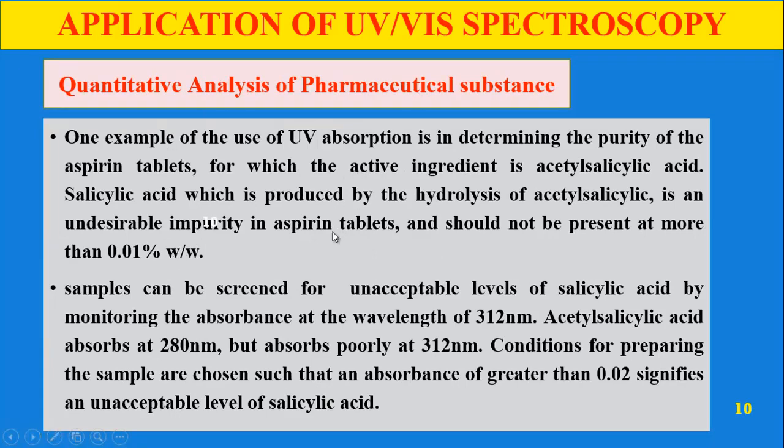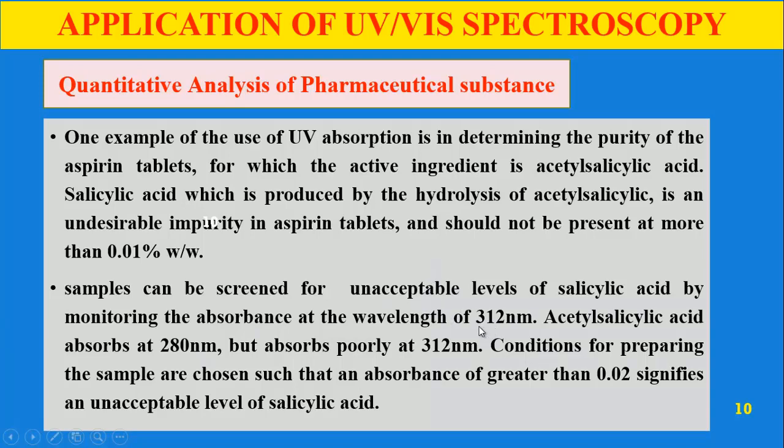Another example, checking the purity of the substance aspirin. The active ingredient is acetyl salicylic acid. We synthesize acetyl salicylic acid from salicylic acid, but some impurity of salicylic acid remains present, which is acceptable if it is less than 0.01% weight by weight. So the sample can be screened for unacceptable levels of salicylic acid.